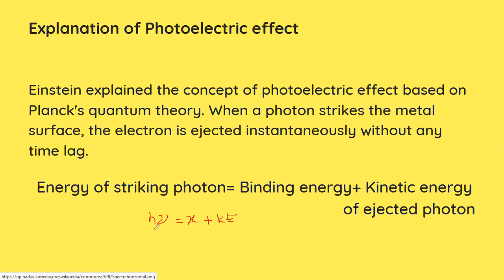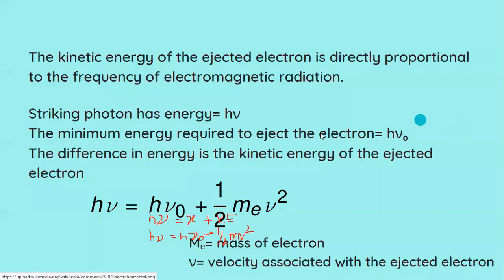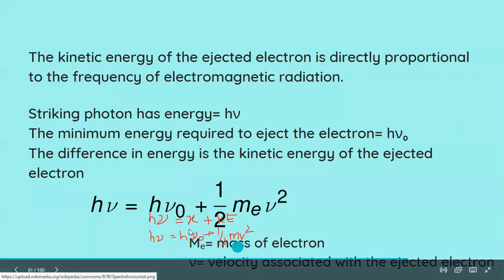So let's assume that the binding energy is h nu naught, because we know that nu naught is going to be the threshold frequency. This is into half m v square, the kinetic energy. So this is why we get the equation h nu is equal to h nu naught plus half m_e v square.